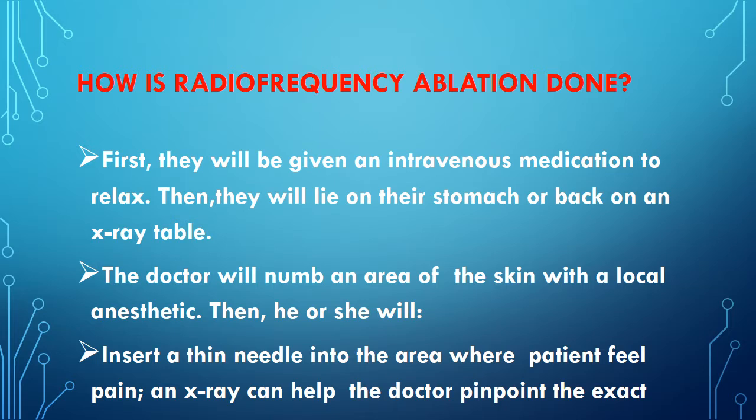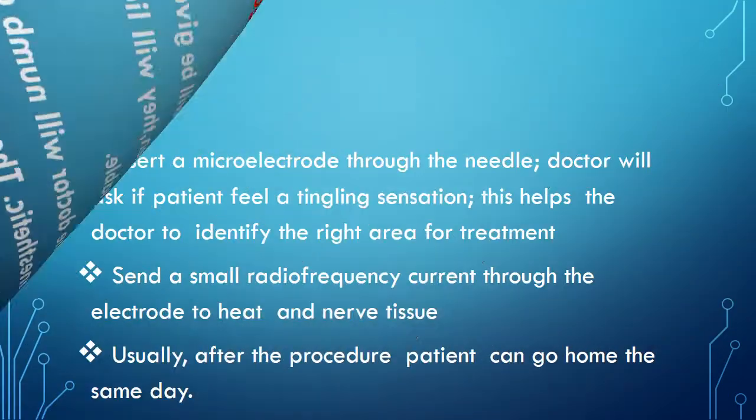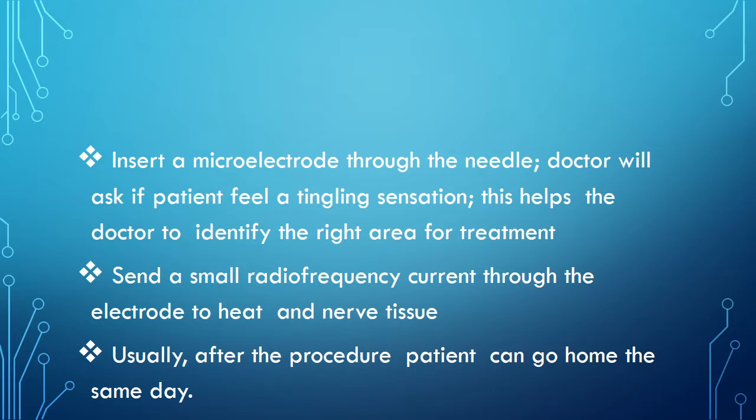After the local anesthesia, they will insert a thin needle into the area where the patient feels pain, and the X-ray helps the doctor pinpoint the exact region. They insert a microelectrode through the needle, and the doctor asks the patient whether they are feeling any tingling sensation, to confirm the right area for treatment. Then a small radiofrequency current is sent through the electrode to heat the nerve tissue, and usually the patient can go home the same day.